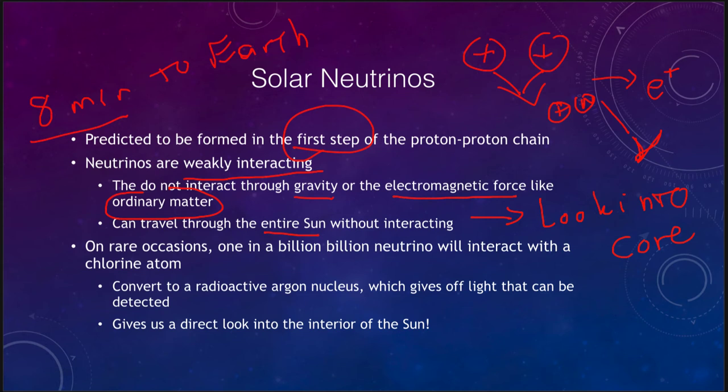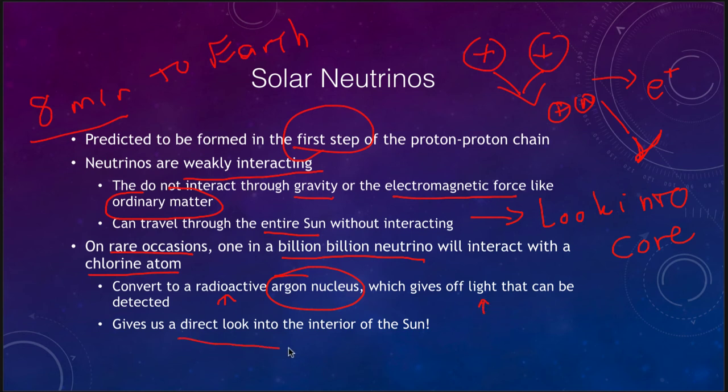But the energy generation could take hundreds of thousands of years. Now, when we look at this, how do we detect something that doesn't interact with stuff? Well, they do interact rarely. And if we look, 1 in a billion neutrinos will actually interact with the chlorine atom. It converts this into argon, which is radioactive, and then gives off a flash of light that can be detected.